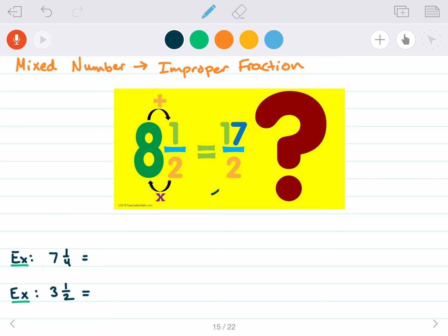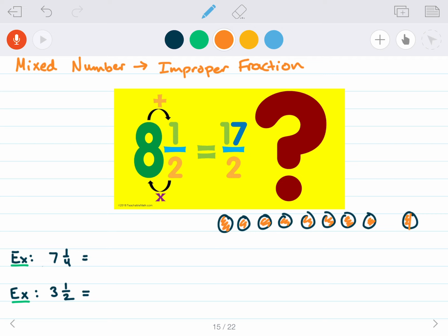You can think about it conceptually too. I mean, 8 and 1/2, we can draw it out, really. We can draw out 8 pies. 1, 2, 3, 4, 5, 6, 7, 8 pies. And then we have a half of a pie. So really we have this, and then we have just half right here.